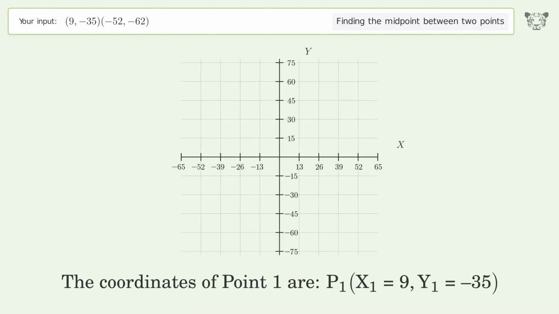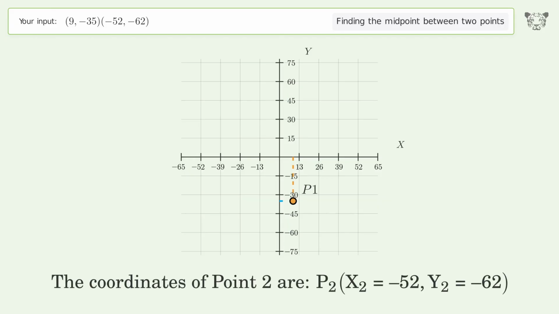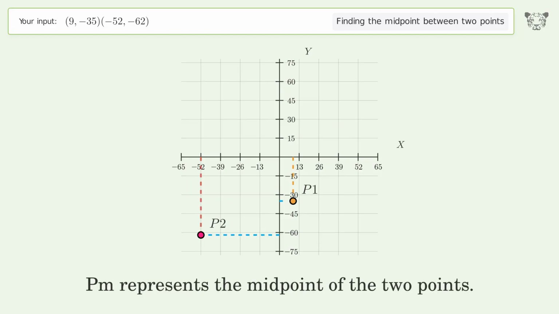The coordinates of point 1 are, x1 equals 9, y1 equals negative 35. The coordinates of point 2 are, x2 equals negative 52, y2 equals negative 62. PM represents the midpoint of the 2 points.